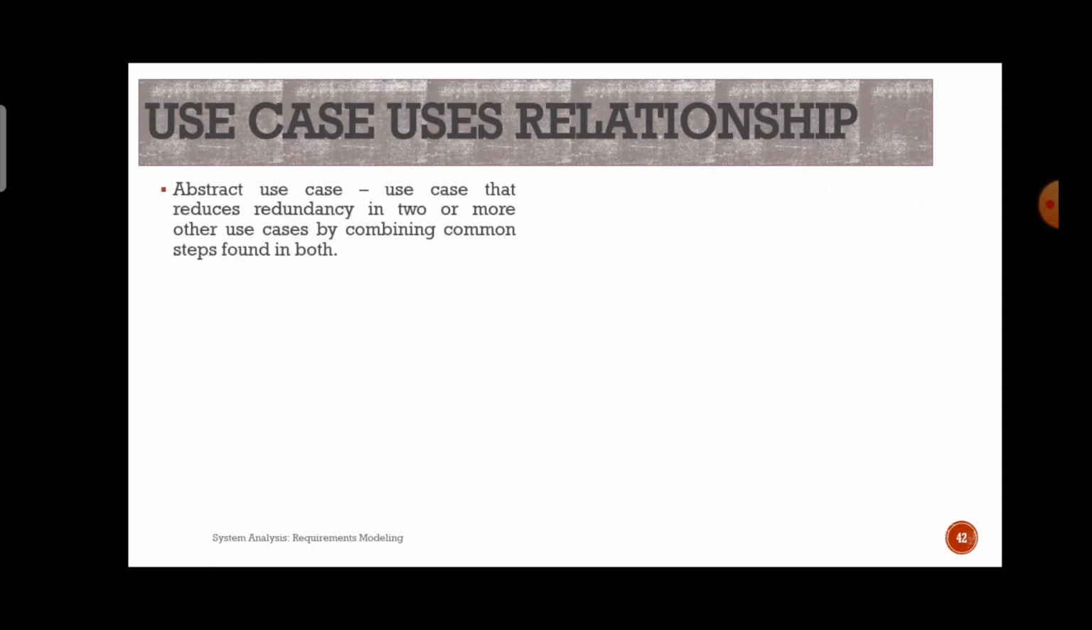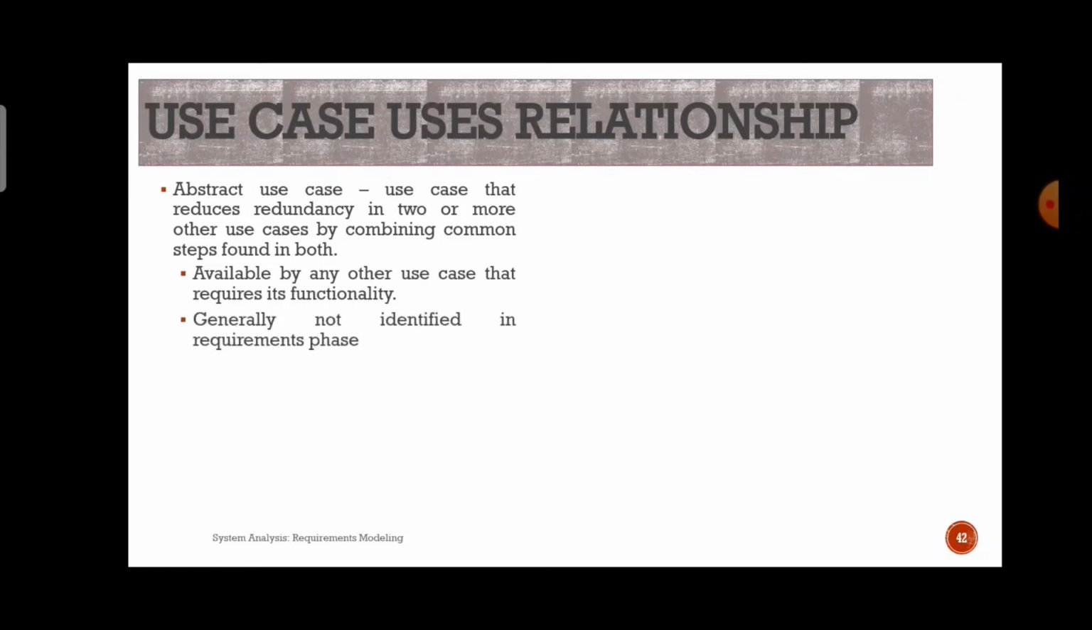So, the use case uses relationship. It is an abstract use case that reduces redundancy in two or more other use cases by combining common steps found in both. It is available to any other use case that requires its functionality, and is generally not identified in the requirements phase.